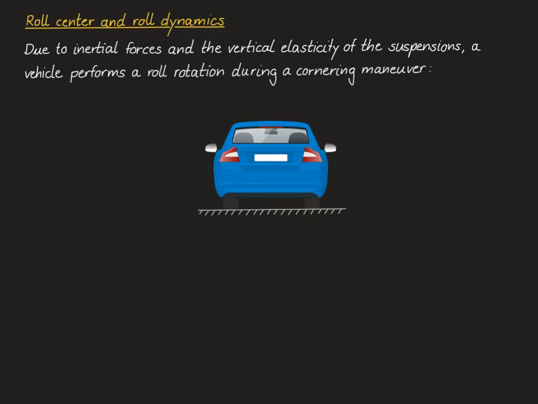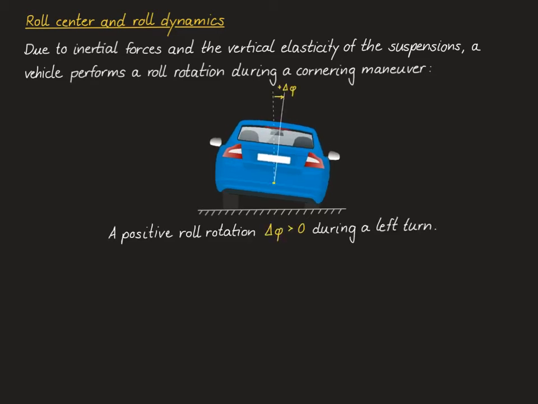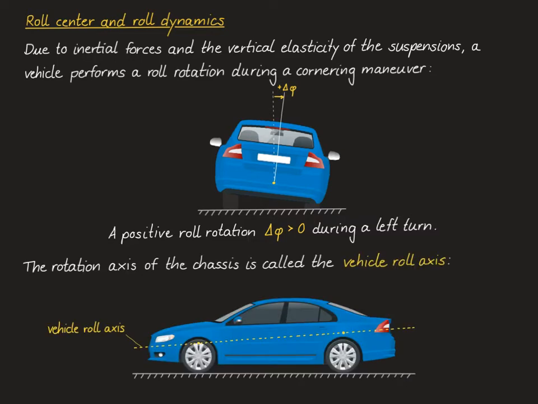So for instance, during a left turn, a positive roll angle is achieved. The corresponding rotation axis, shown from this perspective as the yellow dot, is called the vehicle roll axis. Clearly, it is better to illustrate the vehicle roll axis from a sidewards perspective onto the vehicle. So in this picture, it is shown as the yellow dashed line.